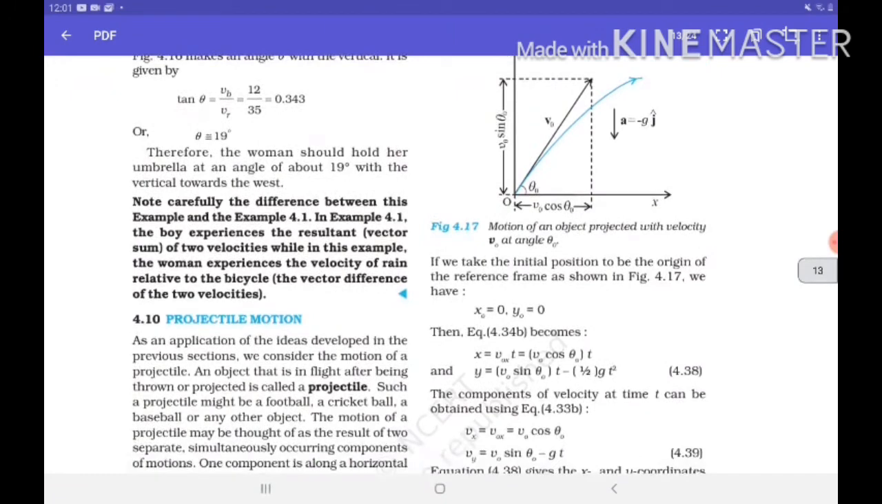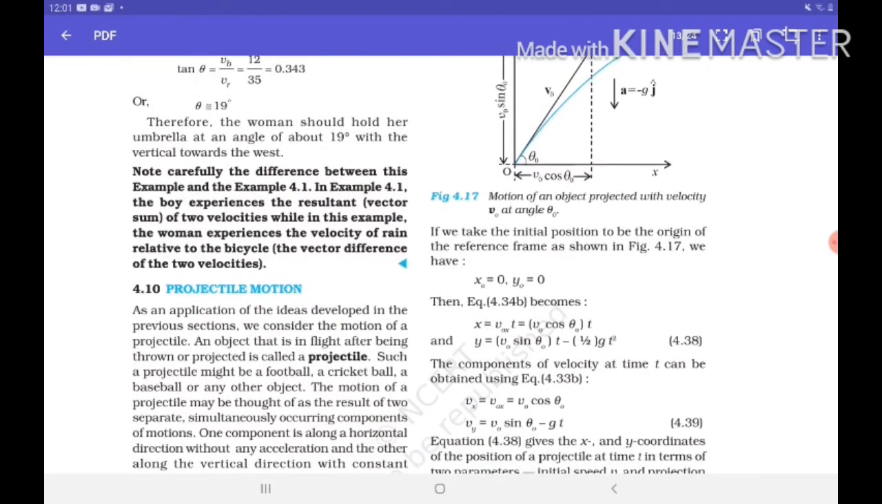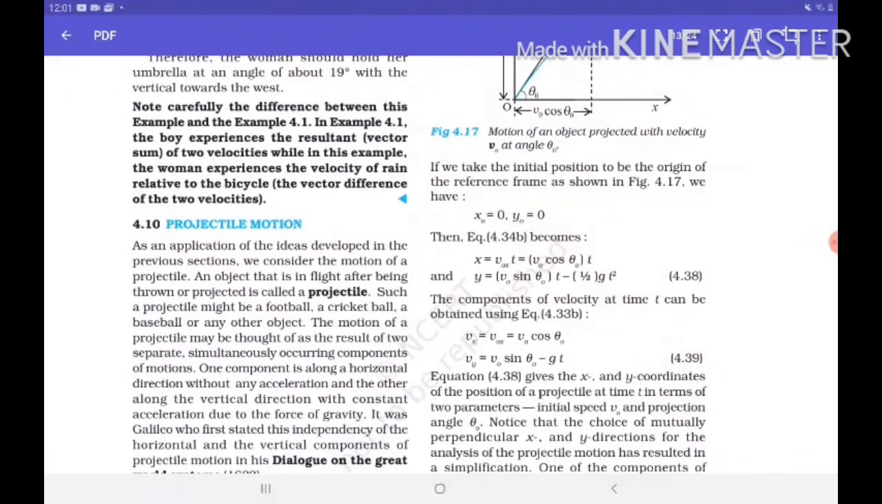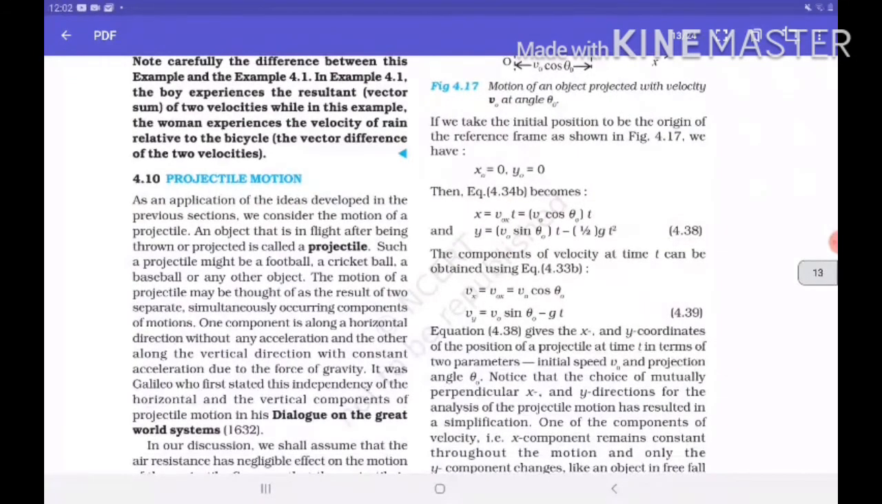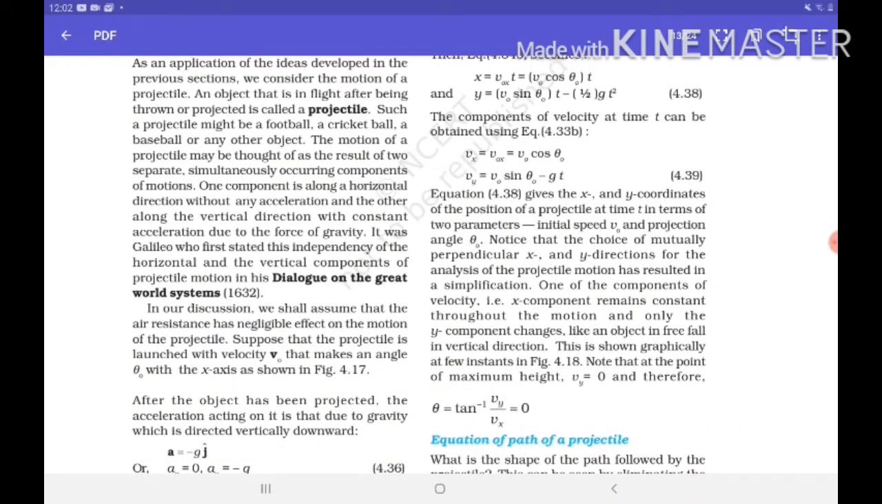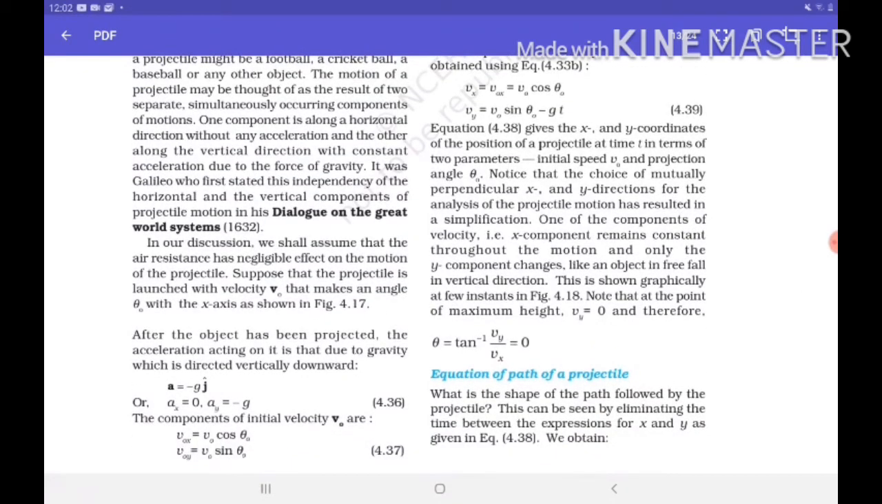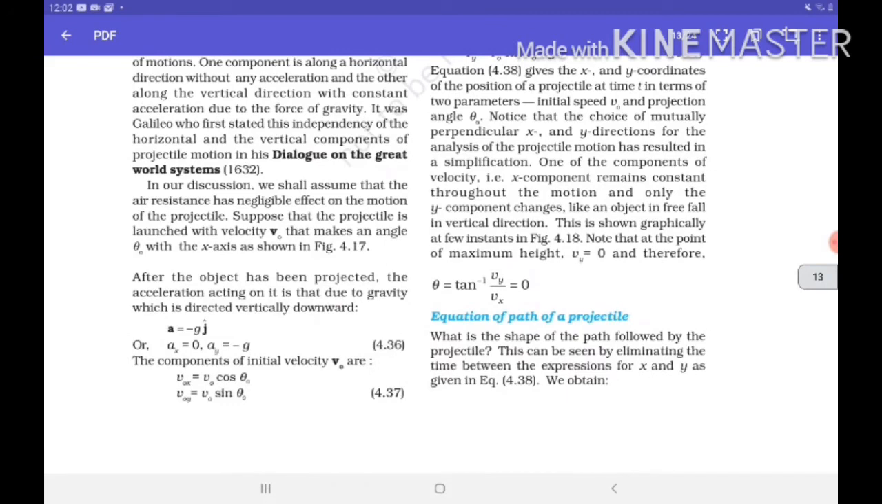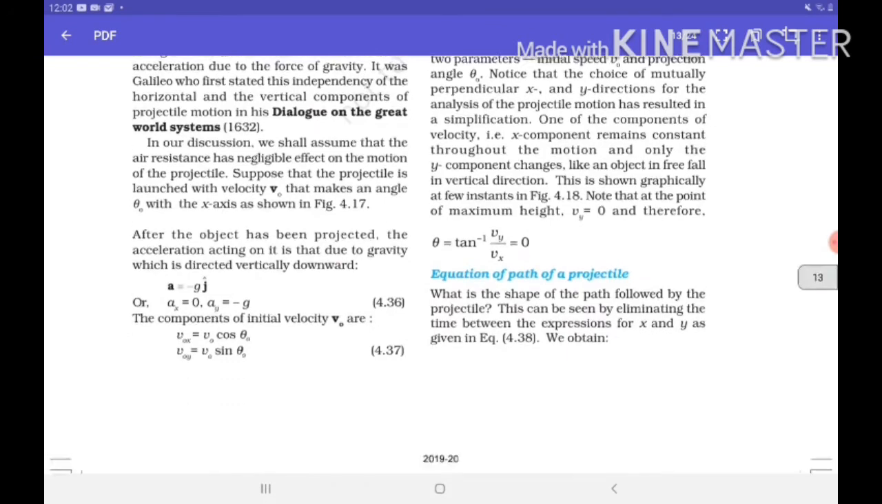If we take the initial position to be the origin, x0 equals 0, y0 equals 0, x equals v0 cos theta 0 t, y equals v0 sin theta 0 t minus half g t square. So vx equals v0 cos theta 0 and vy equals v0 sin theta 0 minus gt. These give the x and y coordinates of the position of the projectile at time t in terms of two parameters, initial speed v0 and projection angle theta 0. So theta equals tan inverse of vy upon vx.